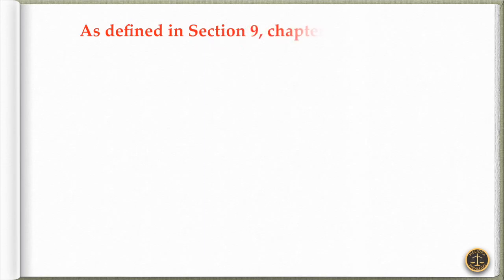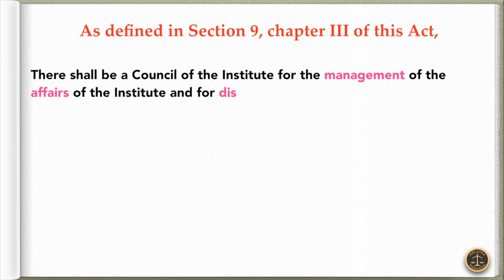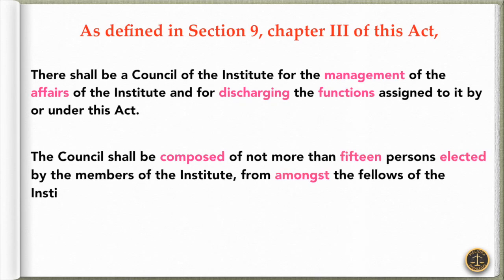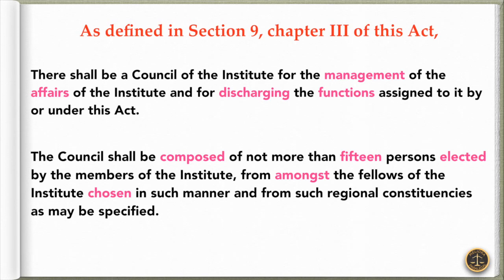As defined in Section 9, Chapter 3 of this Act, there shall be a council of the Institute for the management of the affairs of the Institute and for discharging the functions assigned to it by or under this Act. Further, the council shall be composed of not more than 15 persons elected by the members of the Institute from amongst the fellows of the Institute, chosen in such manner and from such regional constituencies as may be specified.